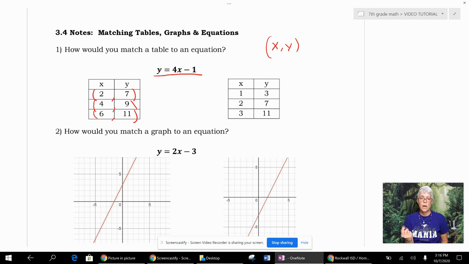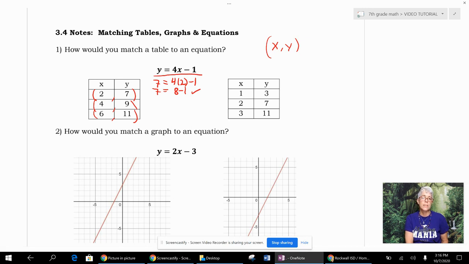So let's go ahead and try it. This is all about substitution. So if x is 2, then that would be 4 times 2 minus 1. They're saying, would y be 7? Well, 4 times 2 is 8. 8 minus 1, does 8 minus 1 equal 7? Yes, it does. Now, that's not enough information for me to determine whether this table is correct.